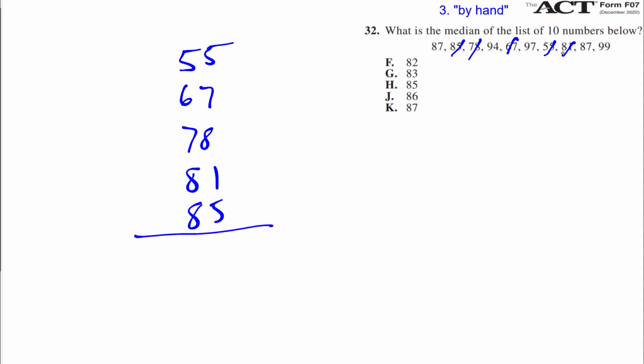The 6th one is one of these 87s. And we don't have to go any further. So again, the median is going to be the average of those two, which is 86.